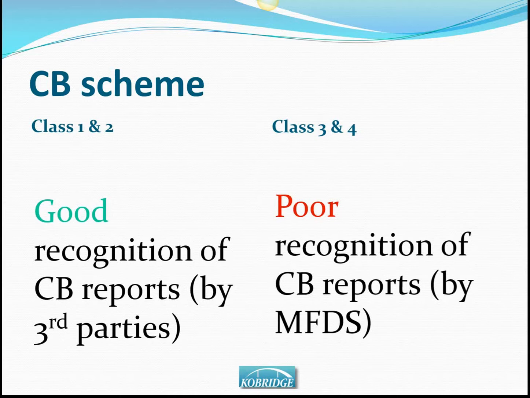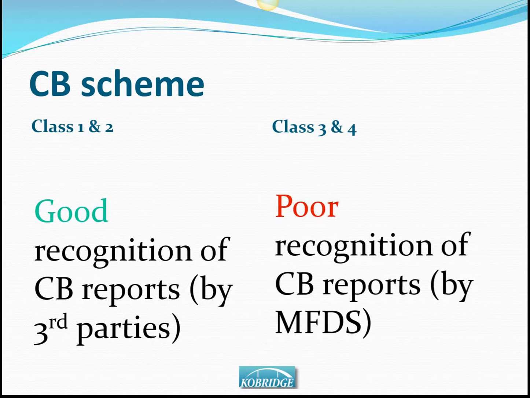That's confirmed with the IEC staff and management. Now, on the other hand, when looking at the class 3 and class 4, the review is done by the Ministry of Food and Drug Safety, MFDS. And at this point, there could be some hurdles or difficulties in the recognition of the CB report. For instance, what we saw before, the application of local deviations, that would not be always sufficient for the MFDS.